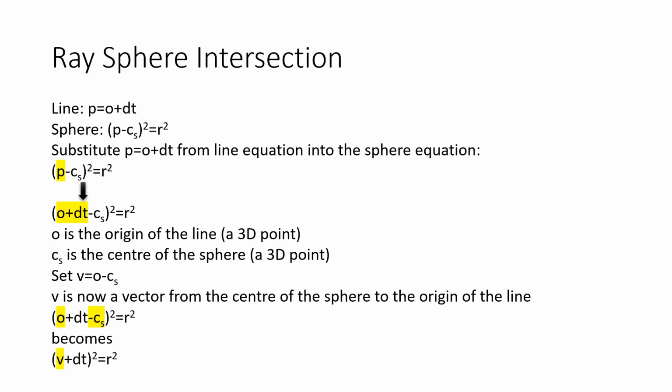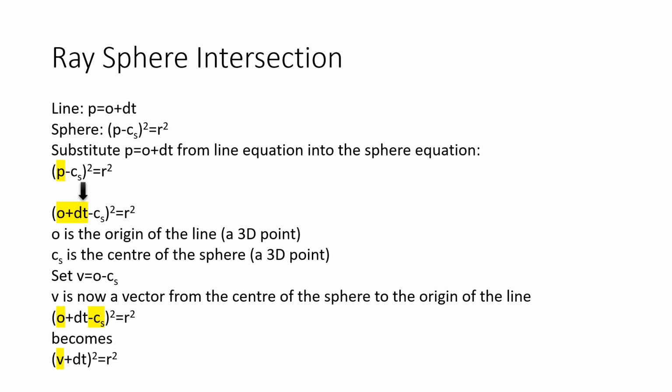So the first step is to take the line equation, P equals O plus dt, and substitute that into the sphere equation. So we're going to replace the P in the sphere equation with O plus dt from the line equation. So this gives us O plus dt minus CS, and if we take the square of that, it equals the radius squared of the sphere. So remember, here we've got O, which is the origin of the line, that is a 3D point. CS is the center of the sphere, that's also a 3D point. D is the direction, which is a vector, and T is the unknown that we're trying to solve for. We're trying to find the value of T where the line intersects the sphere.